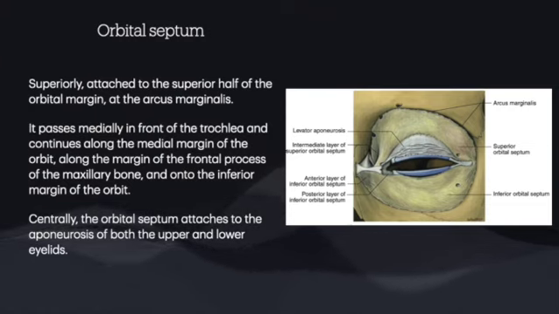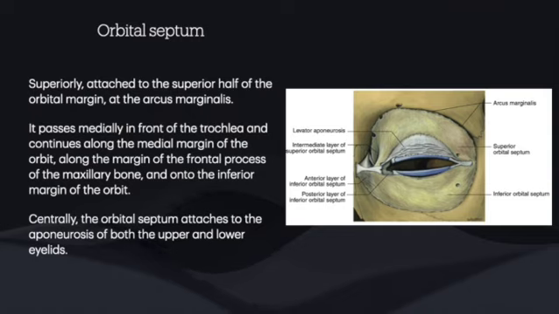Superiorly, this septum is attached firmly to the periosteum. You see this thickened margin around this in the picture superiorly, that is arcus marginalis. It passes medially in front of the trochlea, and it is continuing along the medial margin of the orbit. Now, along this margin of the frontal process of the maxillary bone, and then it will move on to the inferior margin of the orbit. Now, centrally, the orbital septum will attach to the aponeurosis of both the upper and lower eyelids.